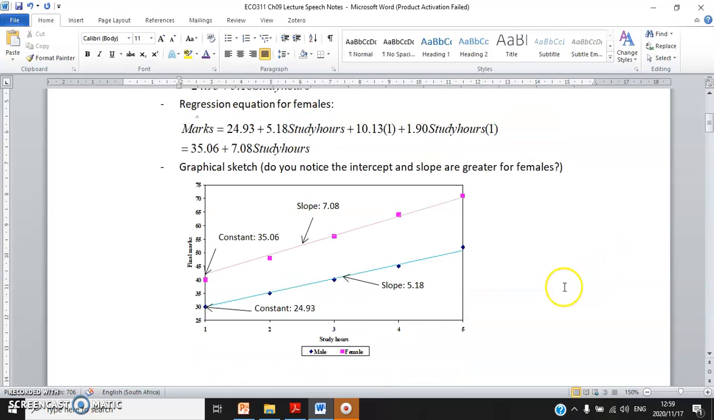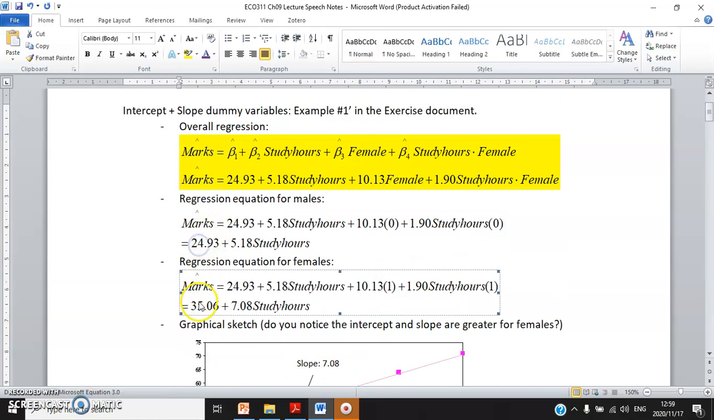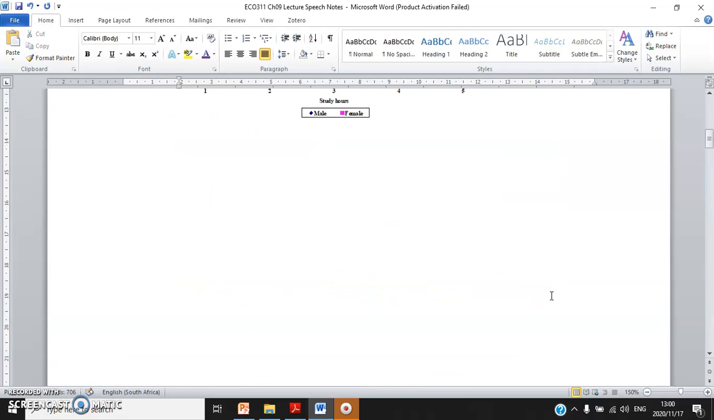Okay, and this is the graphical sketch. You can see a steeper slope, slightly steeper for the female. And then the interesting thing is the constant. It means if a male does not study, it means study hours is 0, then the regression predicts he's going to only get 25 marks. But if the female student does not study as well, somehow her estimated mark will be a bit greater, 35. But it actually still stands for failure. 24.93, 35.06, both stand for failure. Okay.